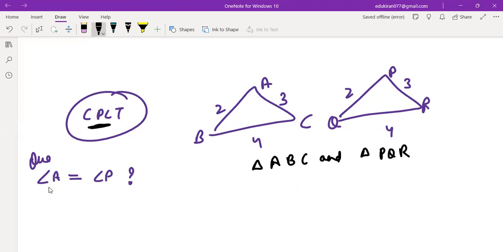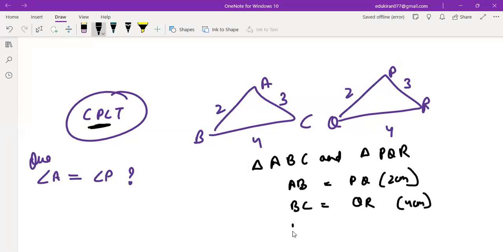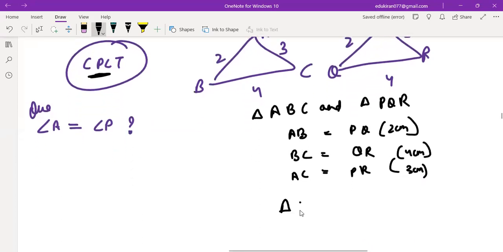The question is whether angle A is equal to angle P or not. First, we are going to make the triangles congruent. AB is equal to PQ because they are both 2 centimeters. BC is equal to QR because they are both 4 centimeters. AC is equal to PR because they are both 3 centimeters. Yes or no? Yes. And then I wrote that triangle ABC is congruent to triangle PQR.